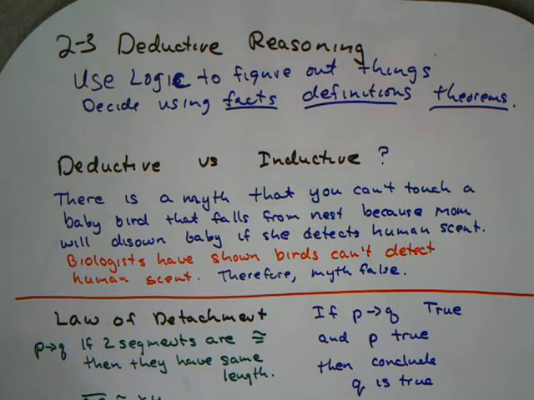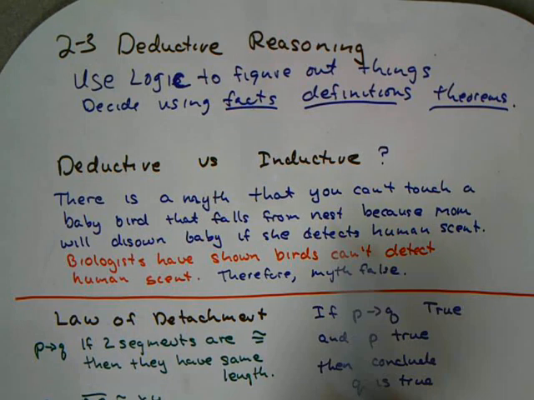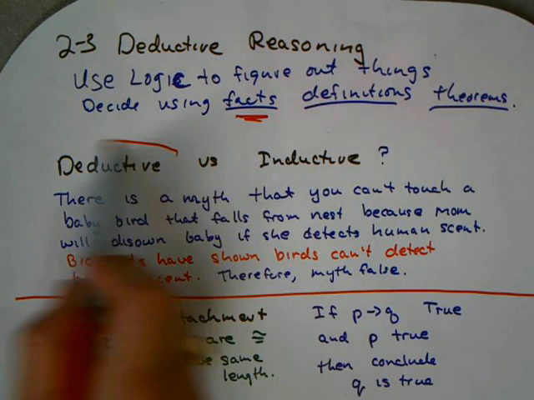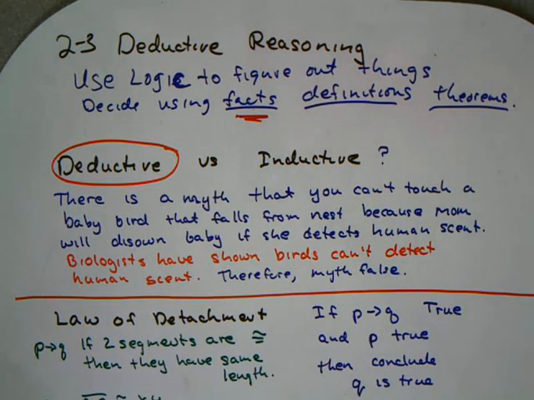What kind of reasoning did we just use? Well, this is a fact. We used a fact. So it's deductive reasoning.